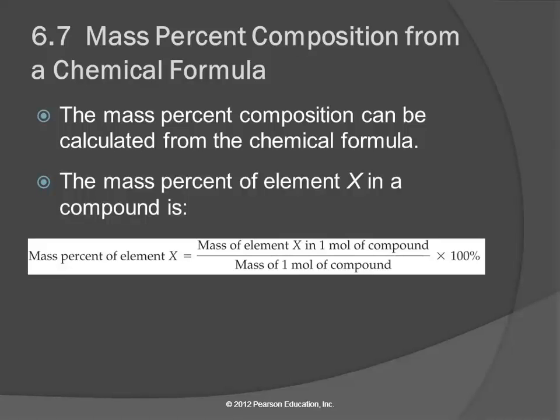Section 6.7, we can also calculate the mass percent composition from the chemical formula. Not doing an experiment, but just looking at the formula. And again, it's that same idea. The percent of a given element is going to be the mass of that element divided by the mass of the entire compound. What's convenient to do here, since you have no specific mass of a sample, is to say the mass of element X in 1 mole of the compound divided by the mass of 1 mole of the compound times 100%. And there's the percent symbol.